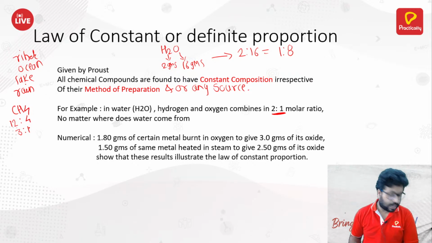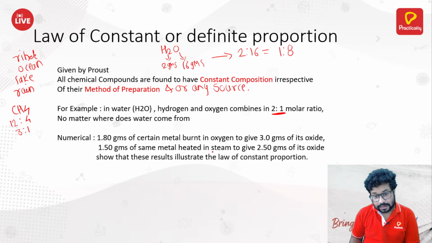See, you can see here the numerical is: 1.80 grams of certain metal burnt in oxygen to give 3 grams of its oxide, and 1.50 grams of same metal heated in steam to give 2.50 grams of its oxide. Show that these results illustrate the law of constant proportion.